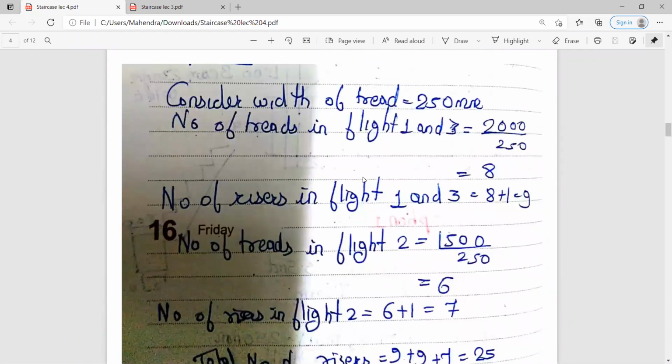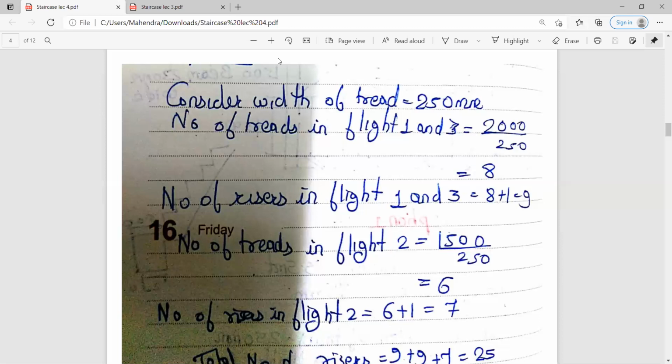So we are going to assume the width of tread as 250 mm. Then the number of treads in flight 1 and 3 will be 2000 by 250. Now what is 2000? 2000 is nothing but the width of the lift. So 2000 by 250, where 250 is your width of tread, comes up to be 8. So the number of treads in flight 1 and 3 will be 8. Now here you have to add. So the number of risers in flight 1 and 3 will be 8 plus 1, that is 9.